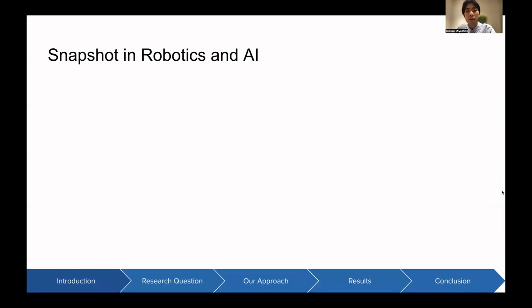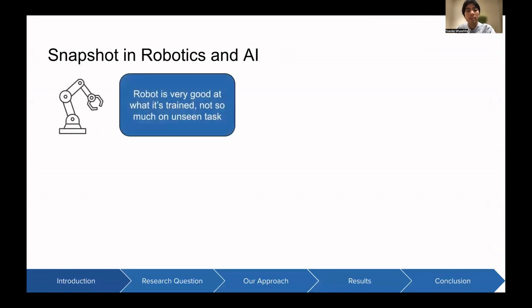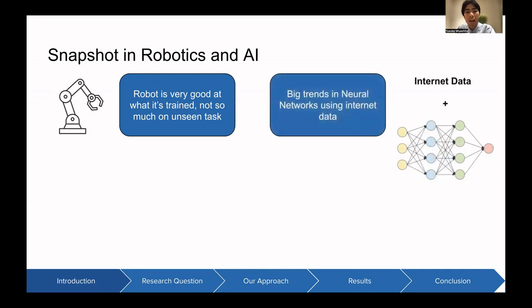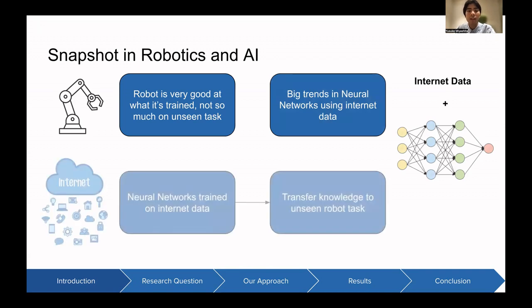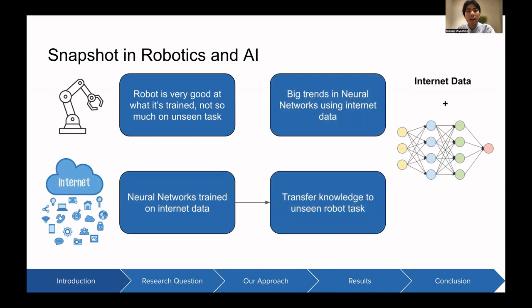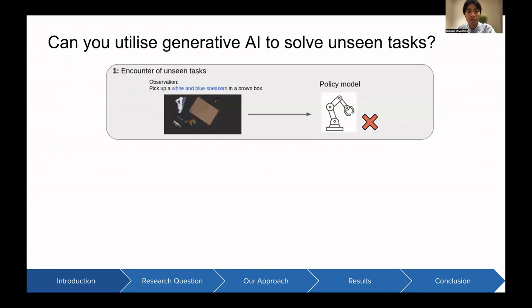Let's first look into the snapshot of current robotics and AI field. For robots, they are good at what they have been trained on, but unlike humans, they are not good at unseen tasks. So they're often applied to specialized tasks that they've been trained on. In the AI field, there's a big trend on neural networks combined with large-scale internet data, as demonstrated by Stable Diffusion and ChatGPT. So the key thing to ask here is how can we leverage the knowledge from AI trained with internet-scale data to robotics so that they can utilize that knowledge?